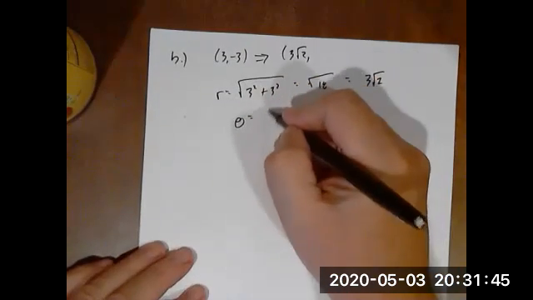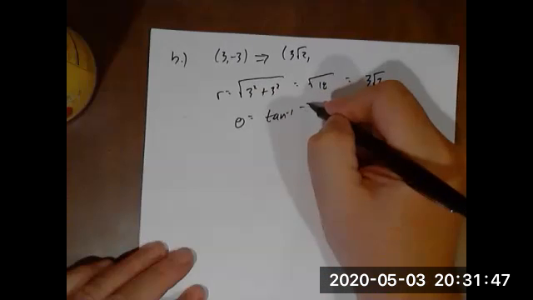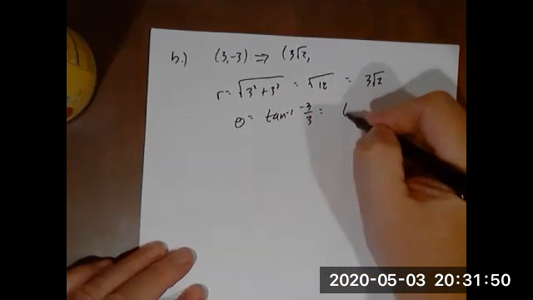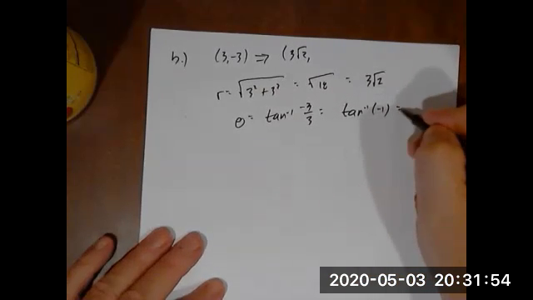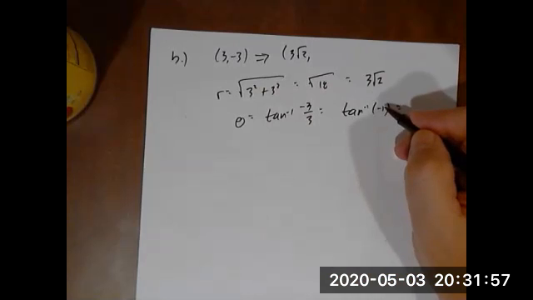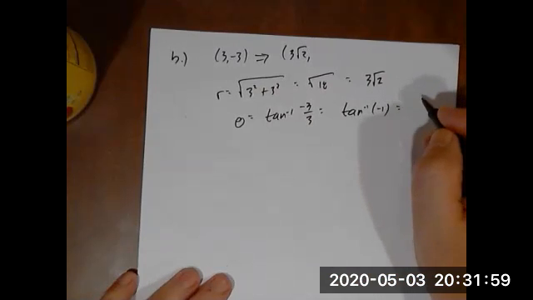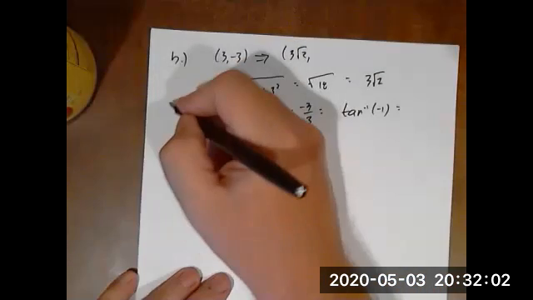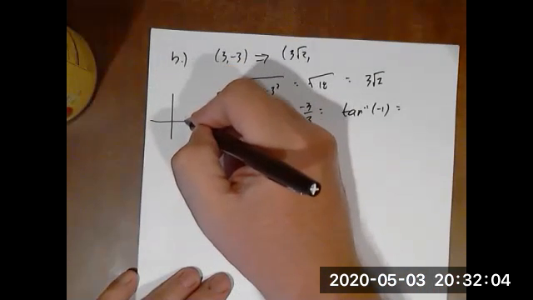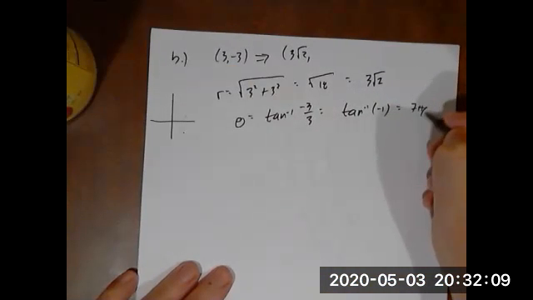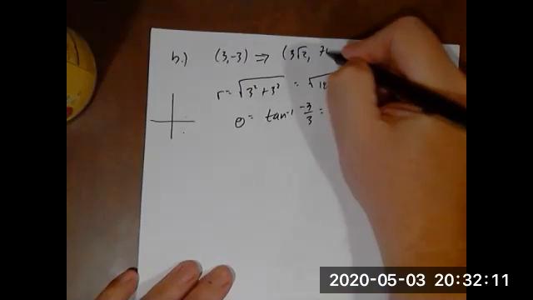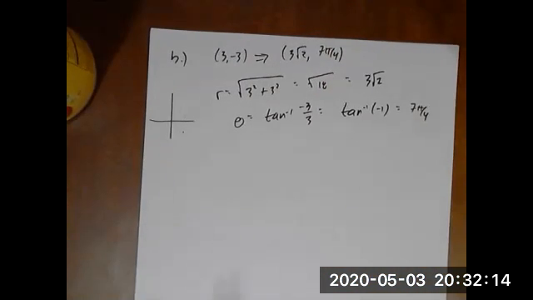Theta, inverse tangent of negative 3 over 3. Inverse tangent of negative 1. So basically, where is the sine and the cosine the same number but opposite signs? Looks like we're in the fourth quadrant. So you know it's going to be 7 pi over 4. All right, so that's polar coordinates.